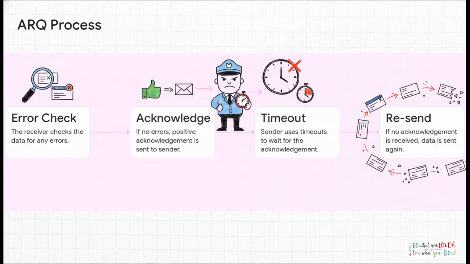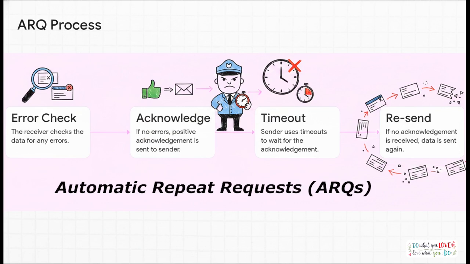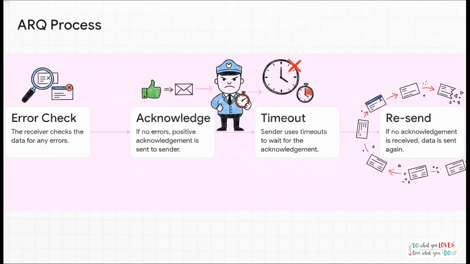That relies on automatic repeat requests, or ARQs. Think of it like a super strict delivery driver. The receiver checks the data, and if it's flawless, they send a positive acknowledgement back to the sender. Meanwhile, the sender is operating on a strict timeout clock. They wait a set amount of time for that thumbs up. If they don't get it before the timeout expires, maybe the data corrupted or the packages vanish entirely, the sender doesn't even hesitate. They just automatically resend the data all over again, ensuring literally nothing gets left behind.